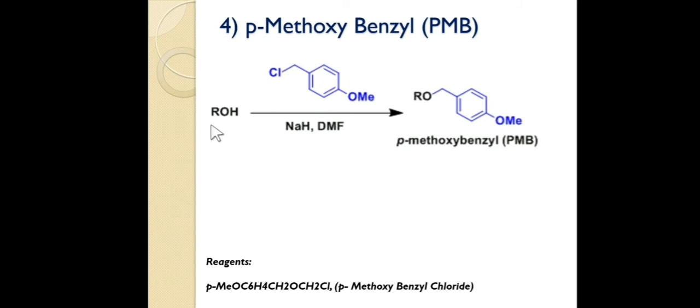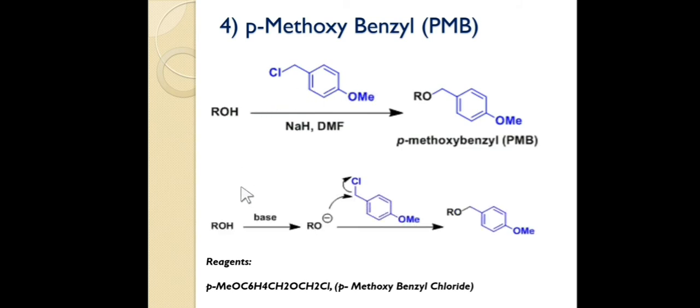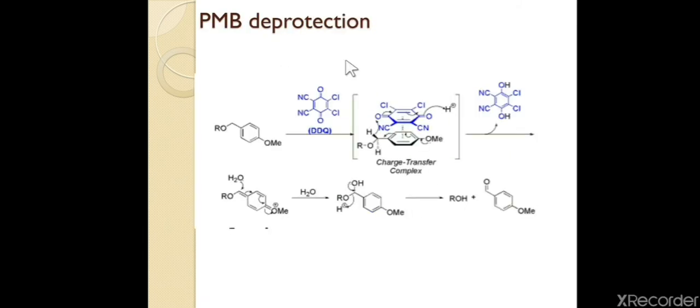If we have an OH group, an ROH alcohol group, we can use para-methoxybenzyl chloride. In the presence of base, this proton is abstracted. We have ROH in the presence of base, and we get this alkoxide, which attacks the carbon which bears chlorine and displaces the chlorine, and we get the para-methoxybenzyl protection of this alcohol. The most common reagent used is para-methoxybenzyl chloride. This group is very commonly used because its deprotection mechanism is very different. The deprotection of PMB is carried out with the help of DDQ, that is dichlorodicyanoquinone.